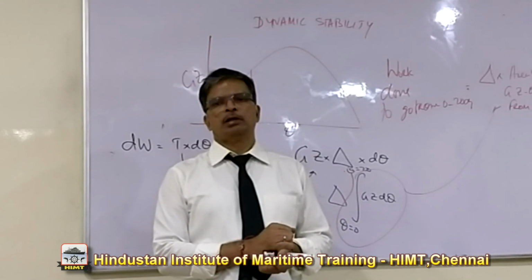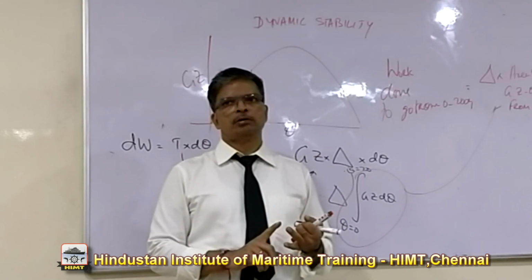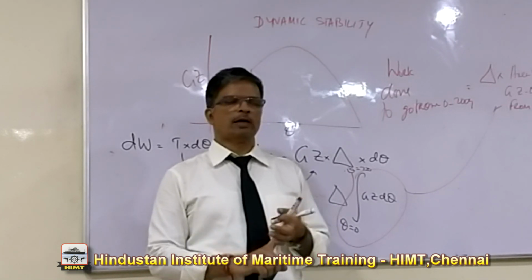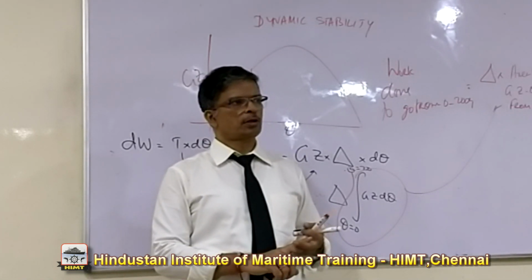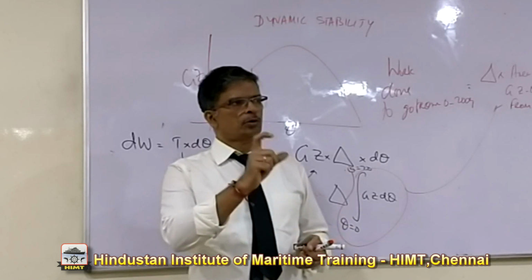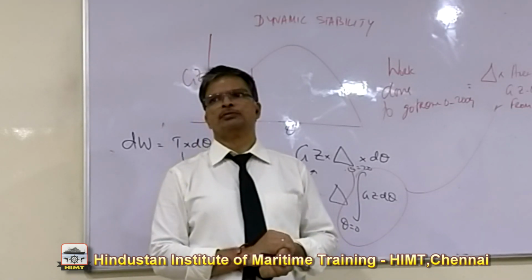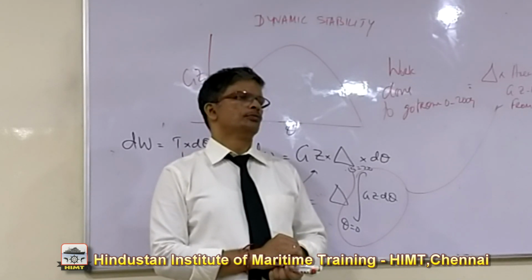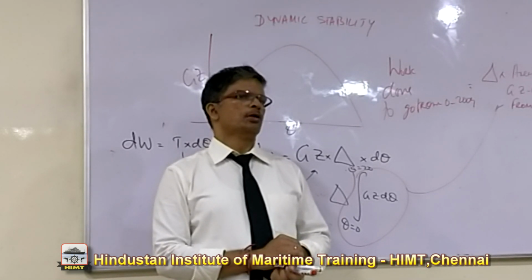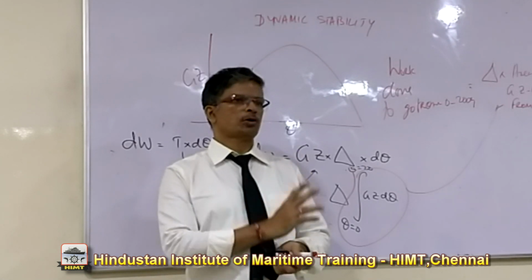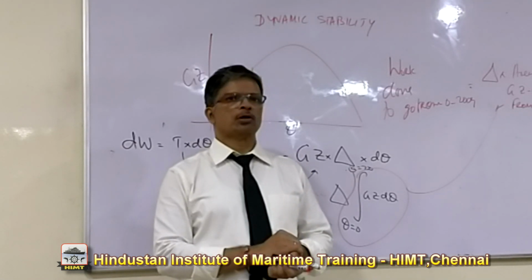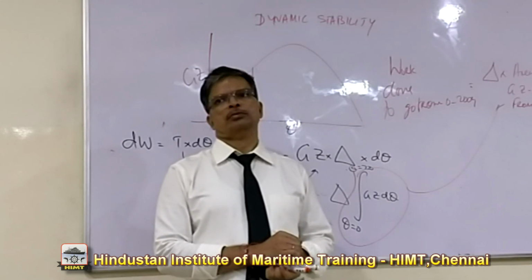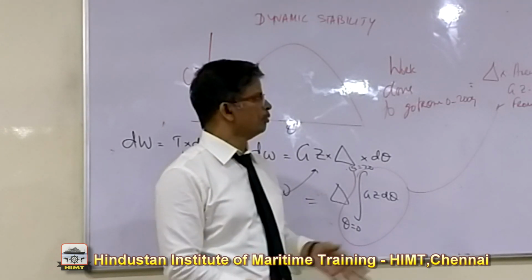That is why the intact criteria looks at area in 3 different ways. There is a requirement that the GZ curve should have so much of area. So this value is called dynamic stability, or some books will call it dynamical stability. Which one is it? This work done.